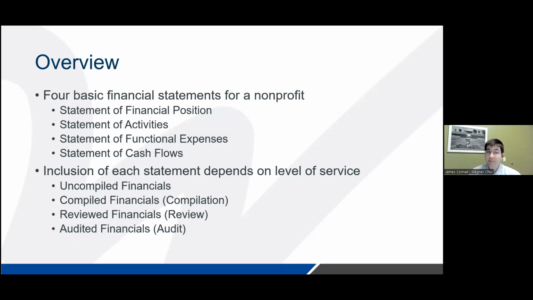Then there's the next step up, which is review, which is not as deep as an audit, but it is deeper than a compilation. There are additional procedures that need to be performed. And then, of course, there's the audit, which goes through all of the testing procedures and whatnot that the assurance department, either here at Wagner or other CPA firms across the country, would do.